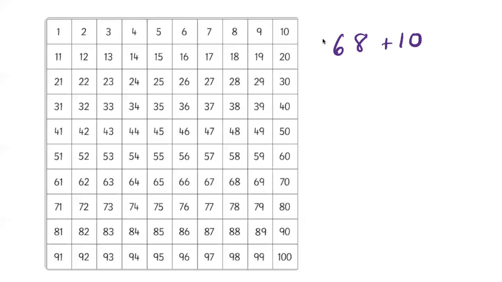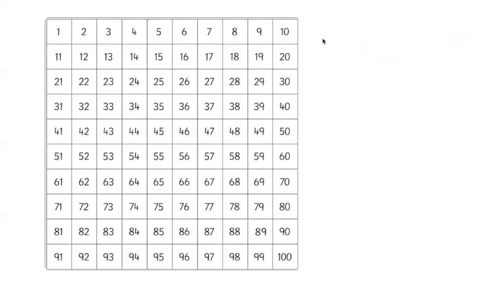Okay, so hopefully you found 68 here, you went down one jump and you did 68 add 10 makes 78. Just to remind you, the units are not changing when we're adding 10, and that's because there are no units to add here. We're only adding to the tens.